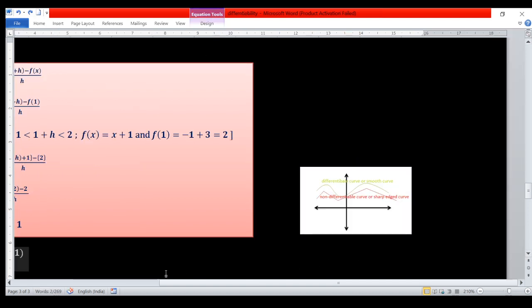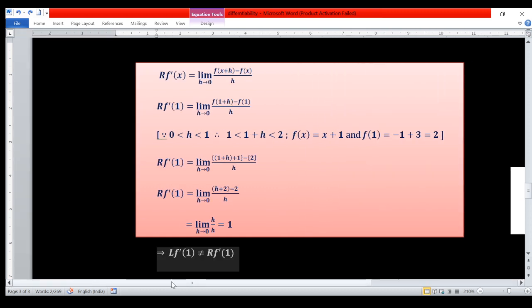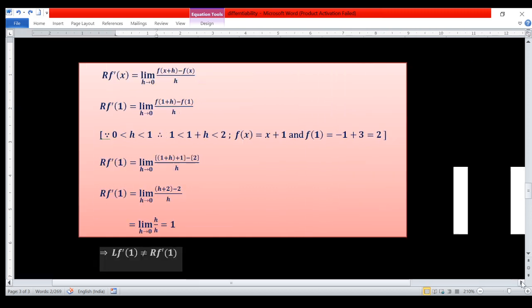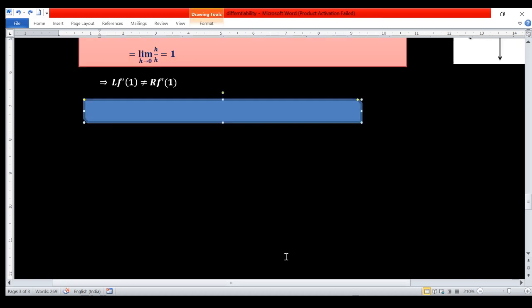Differentiability means a smooth curve; non-differentiable means sharp edged. So L f dash of 1 is not equal to R f dash of 1. Therefore, f of x is not differentiable at x is equal to 1. But it is continuous at 1. That's all. Thank you. All the best.